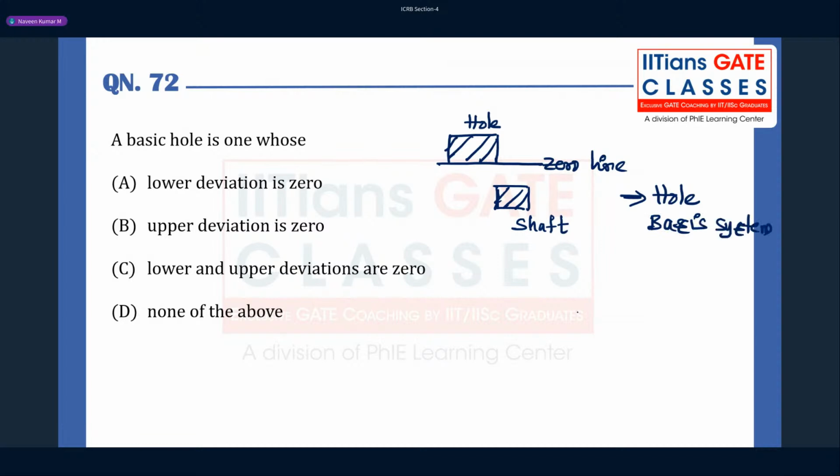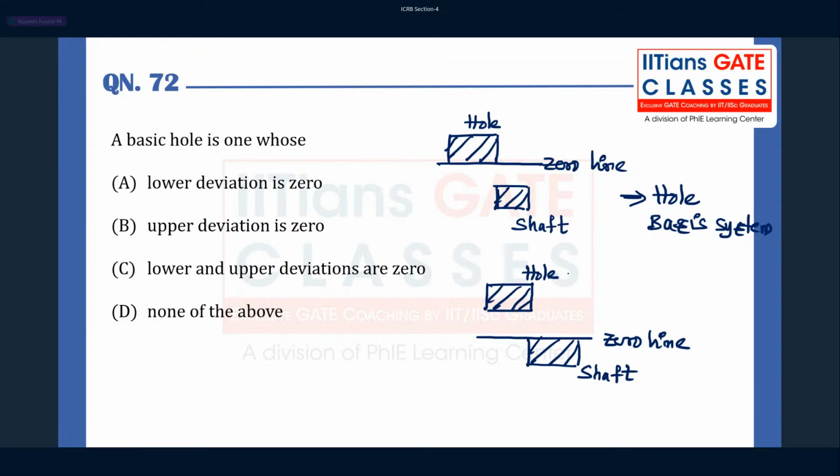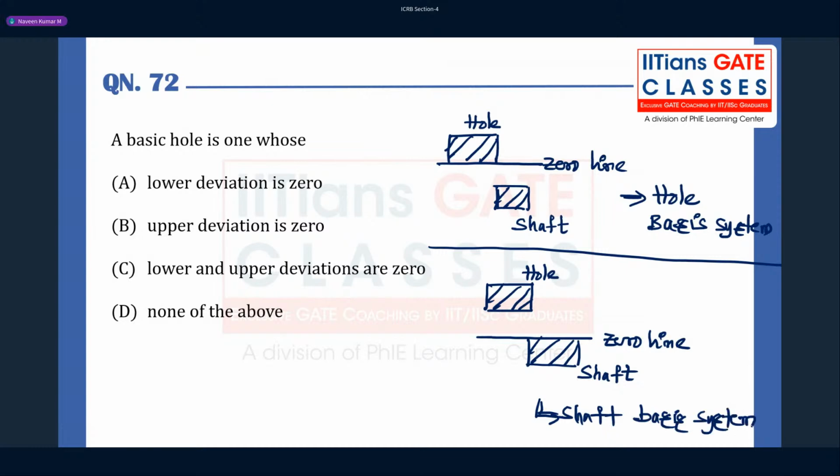Similarly, if you have the zero line like this and the shaft is like this, there is no deviation for the shaft, and the hole is something like this. These two are separate things. This is the shaft basis system. Very good. Now, what is the question they're asking?